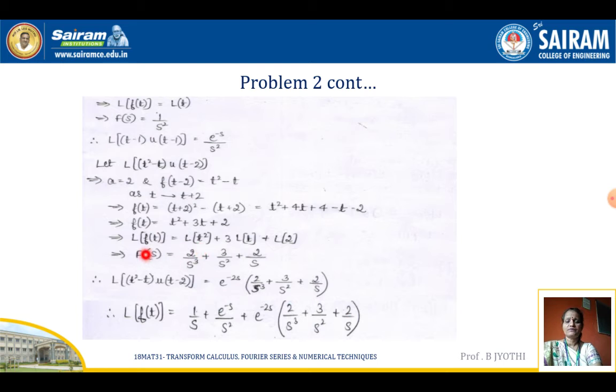Now apply the Laplace transform on either side, then we get L of t square plus 3L of t plus L of 2, which gives us 2 divided by s cube plus 3 divided by s square plus 2 divided by s. Therefore, L of t square minus t into u of t minus 2 will be equal to e to the power of minus 2s into the result, that is 2 by s cube plus 3 by s square plus 2 by s. Combining all the results, we get the final answer, that is L of f of t is 1 by s plus e power minus s by s square plus e power minus 2s into 2 by s cube plus 3 by s square plus 2 by s. This is the final result for the second problem.